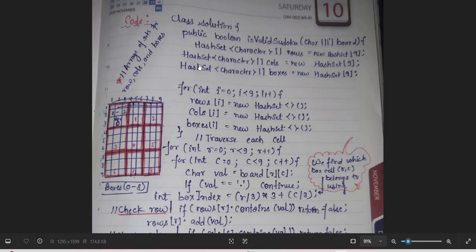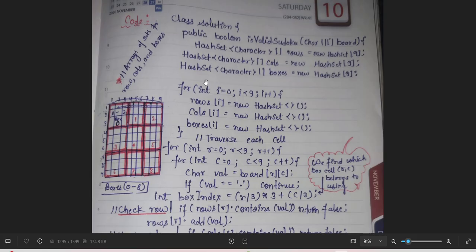We are firstly initializing all the rows, columns and boxes. So a hash set of character for the column, and for the row we make an array of hash sets of size 9. We have to implement 9 rows, 9 columns and 9 sets of boxes. Each box contains 9 elements or 9 digits, and in those boxes all the 9 digits should be unique, from 1 to 9.